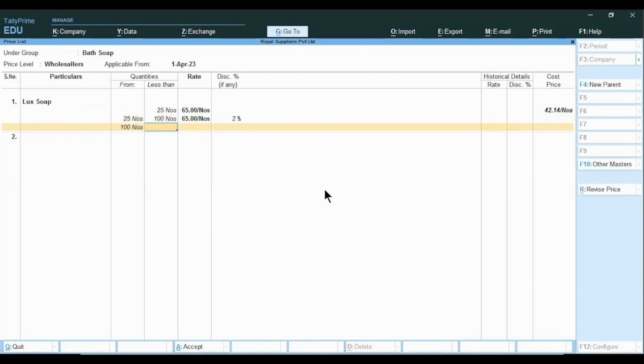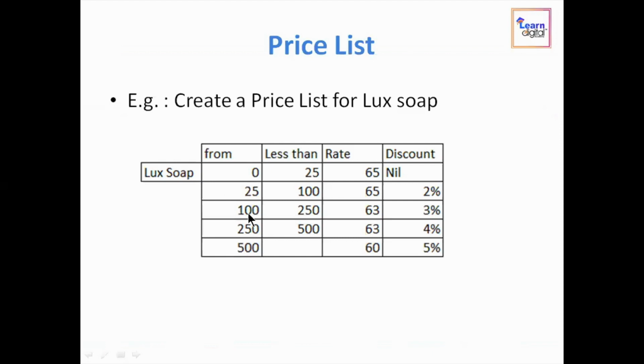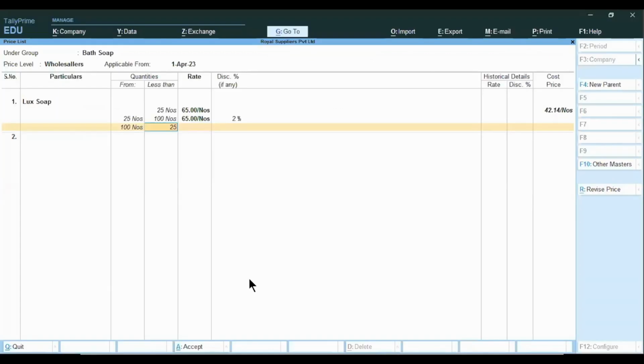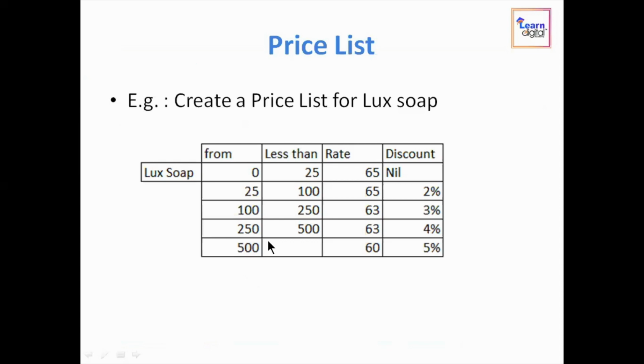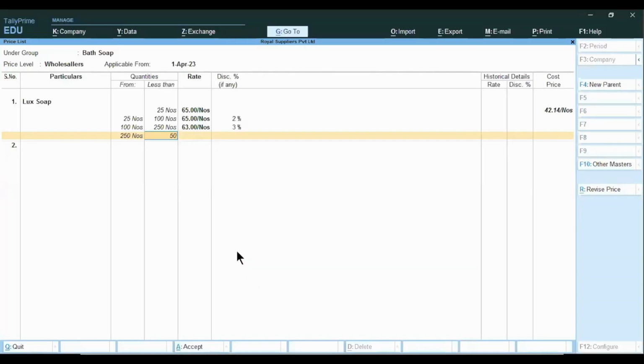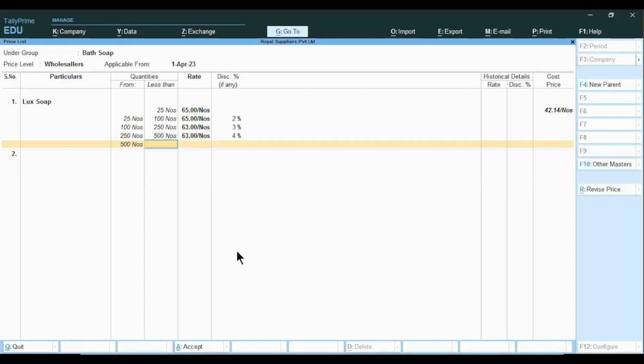Press enter. It will continue from 100 units. From 100 to 250, rate 63, 3% discount. So the rate is reduced, and also we are offering 3%. Just press 3, the percent sign will come automatically. Next, from 250 to 500, rate is 63, 4% discount.